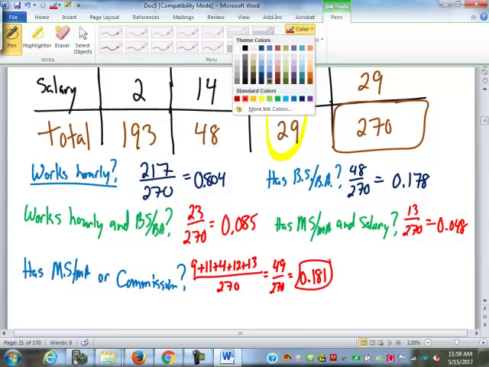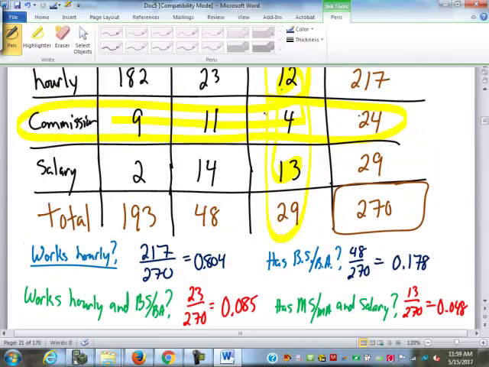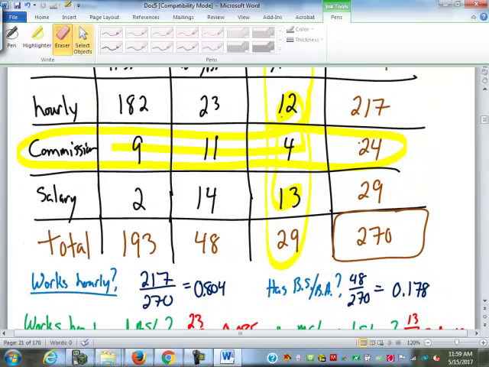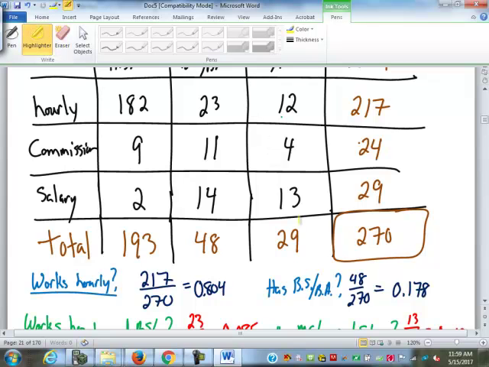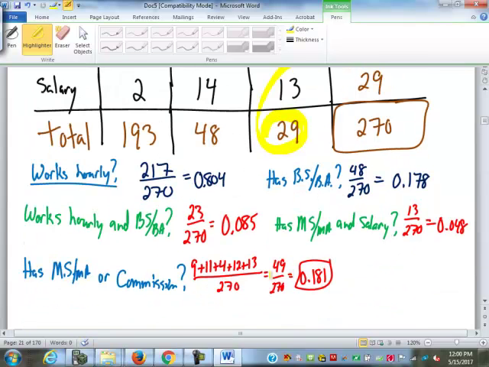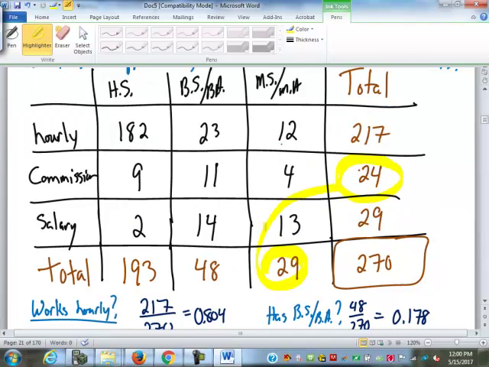The other way I could have done it, rather than adding up all the individuals, is I could have looked at it this way. This is all the people that work on commission. This here, the 29, is all the people that have master's degrees. But if I add those two together, I get more than the 49 I had here. I get 53. Well, why is it more? Because these 4 here are counted twice. They're counted in commission and in the master's degree. So I could just add together the totals, the 24 and the 29, and subtract out the 4 that are in both.